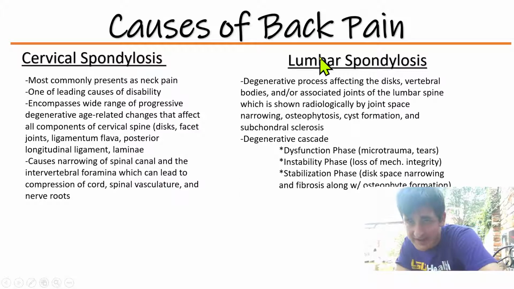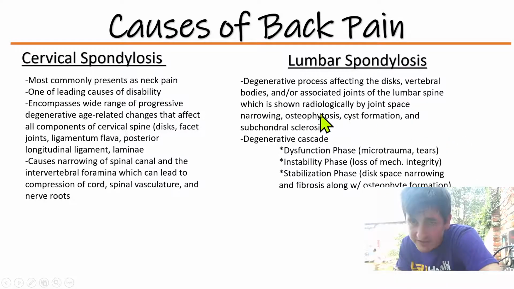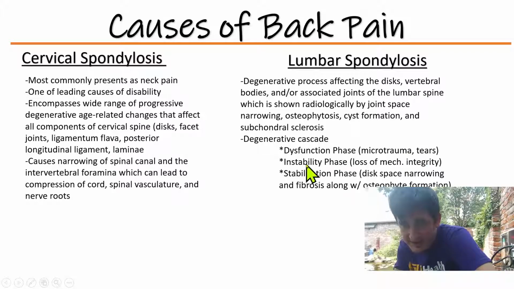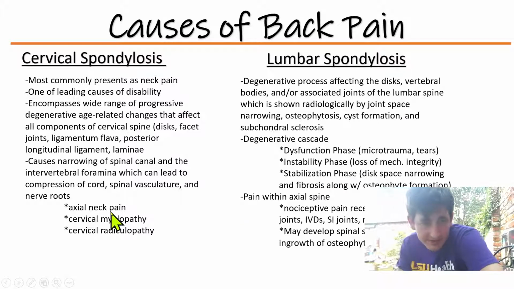vasculature, and nerve roots. Now, lumbar spondylosis is also a degenerative process affecting the disc, vertebral bodies, and/or associated joints of the lumbar spine. It's shown radiologically by joint space narrowing, osteophytosis, cyst formation, and subchondral sclerosis. And we're going to look at that. There's a degenerative cascade: a dysfunction phase with microtrauma and tears, then an instability phase with loss of mechanical integrity, and then a stabilization phase with disc space narrowing and fibrosis along with osteophyte formation.